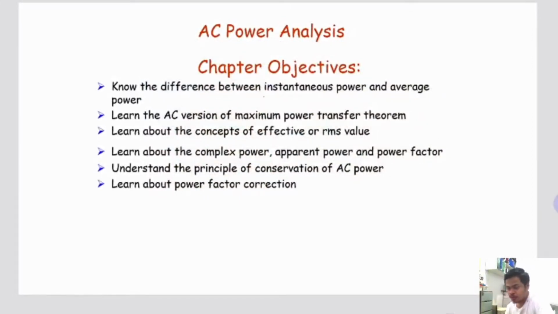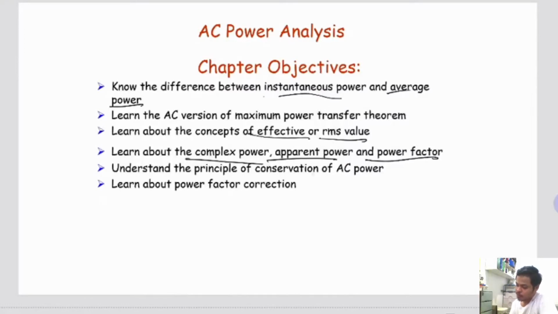In this topic, we're going to know the difference between instantaneous power and average power. We're going to talk about the AC version of the maximum power transfer theorem and learn about the concept of effective and RMS values, learn about complex power, apparent power, and power factor. We're going to understand the principle of conservation of AC power. And the last part is we're going to learn about power factor correction.